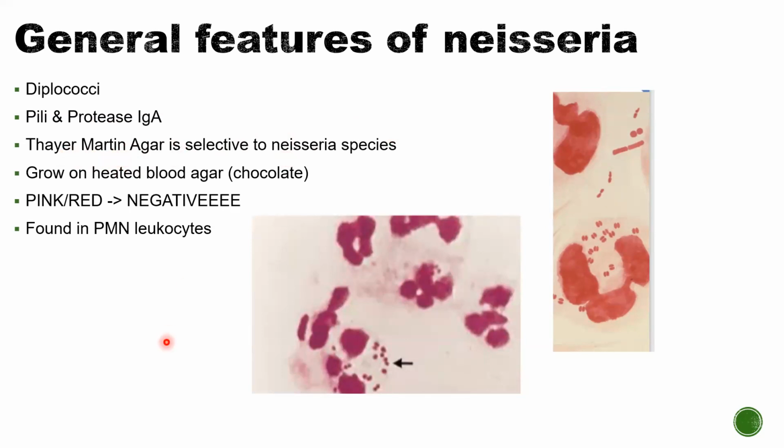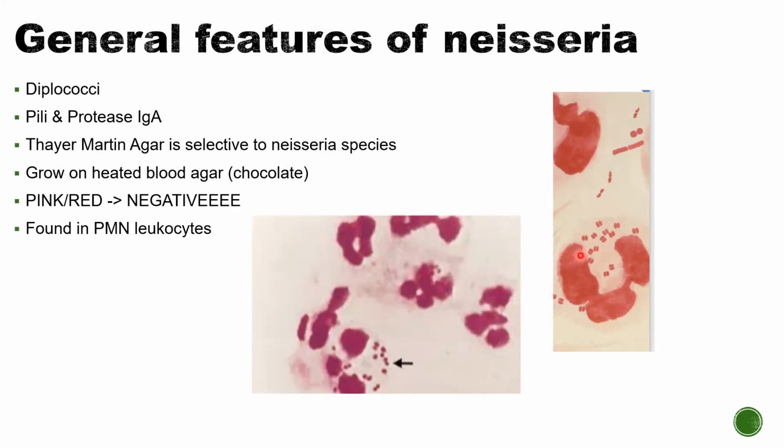Which agar was selective to Staph aureus, if you guys can remember? Yes, mannitol salt agar. The mannitol part was selective to Staph aureus. No, the salt part was selective to Staph. Okay, good. So Thayer-Martin is selective to Neisseria.